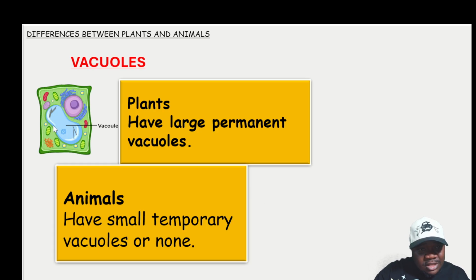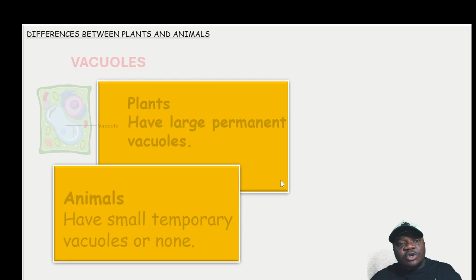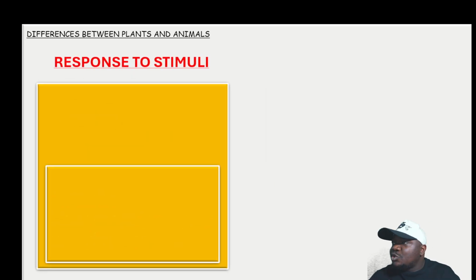You can see this central part here. This is how big the vacuole is. It stores a lot of nutrients, which the roots suck from the soil. Okay, so the next one is response to stimuli.